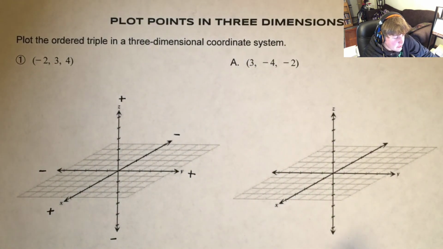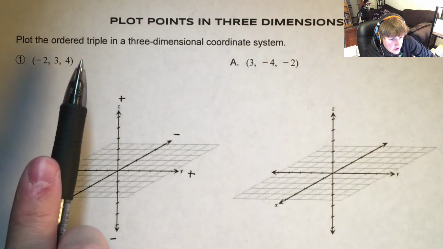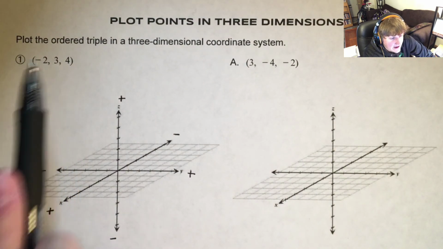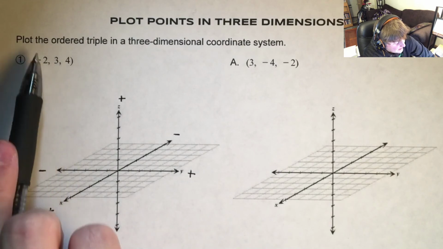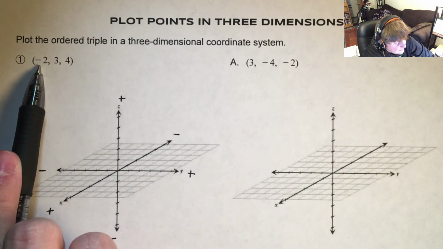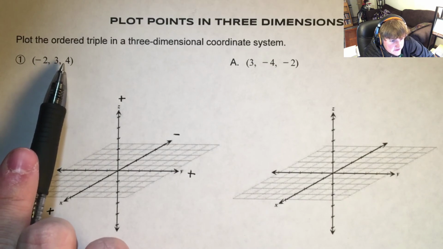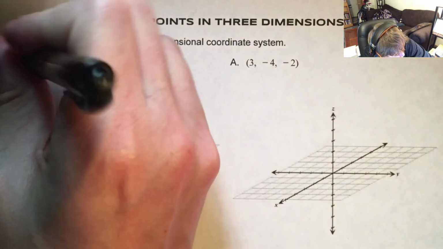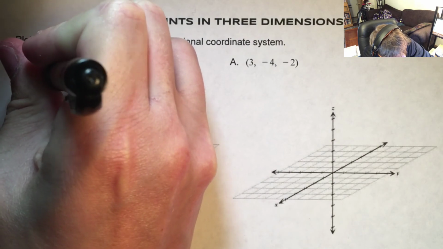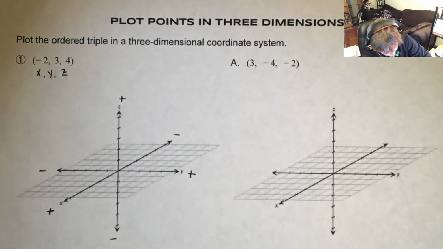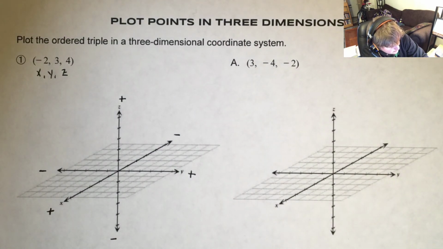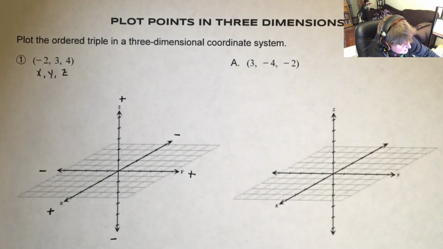Let's actually graph an ordered pair. So my ordered pair is negative, or not ordered pair, ordered triple. Okay, as I look at my first value, this is -2. This is 3, and this is 4. Okay, so this is X, Y, Z. So I'm looking for the ordered triple -2, 3, 4. Okay, so let's go ahead and just look.